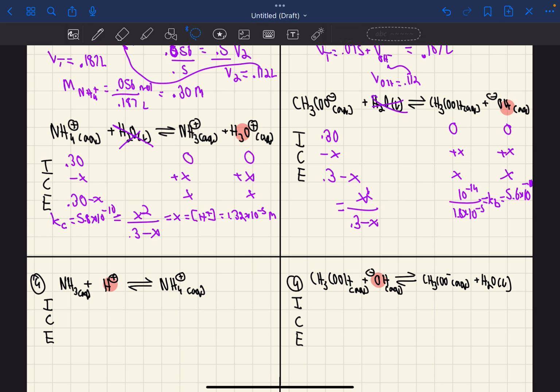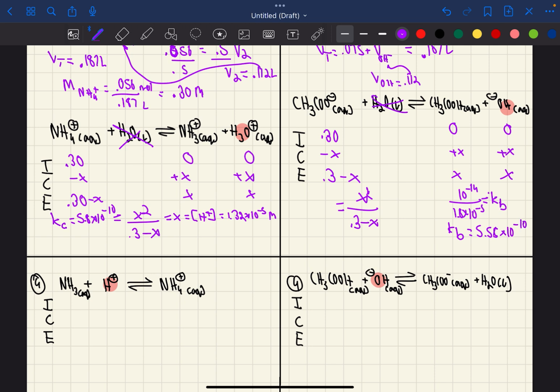Oh, okay, this is really bad. Give me one second. It's going to be your Kb, and your Kb is going to be equal to 5.55 times 10 to the negative 10.